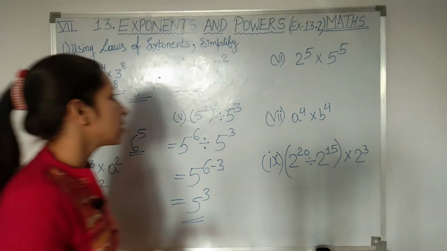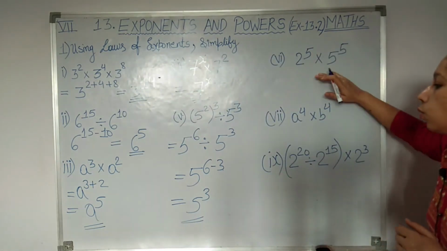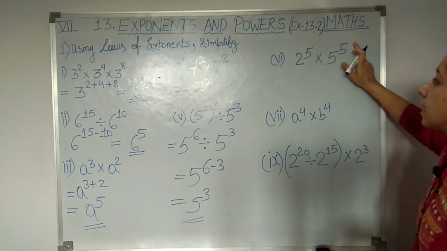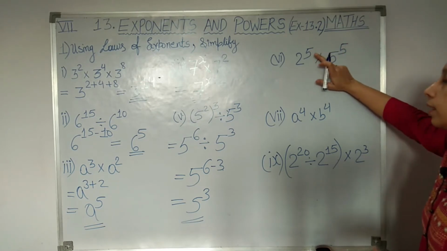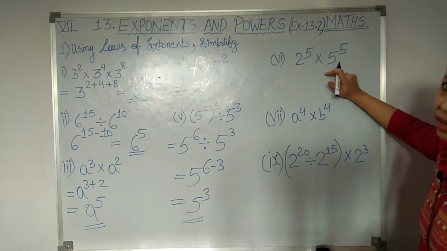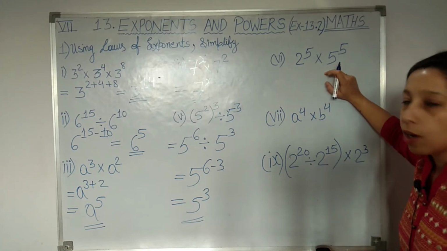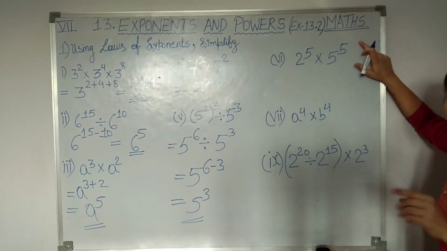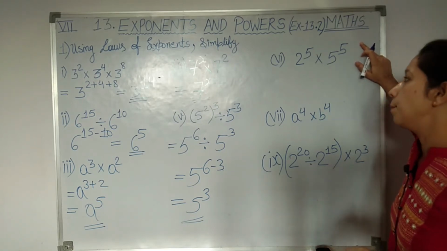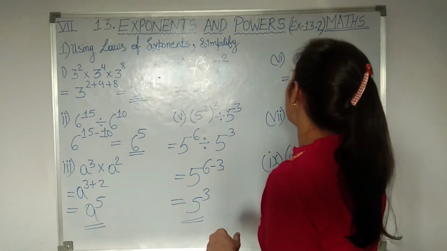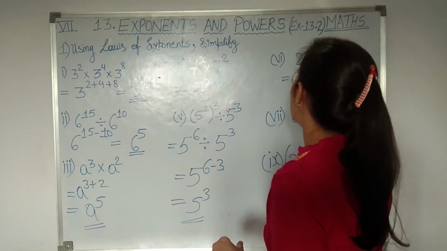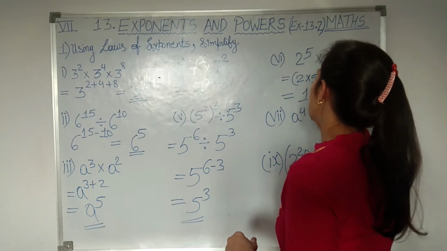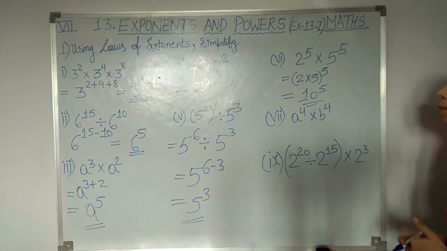Okay, let us see sixth point now students. 2 raised to the power 5 into 5 raised to the power 5. Now here the exponents are same but the bases are different. So in such condition, what was the law? a raised to the power m into b raised to the power m is equal to ab whole raised to the power m. So here I will multiply 2 and 5 and take the exponent as common. So the final answer is 2 5s are 10, 10 raised to the power 5.